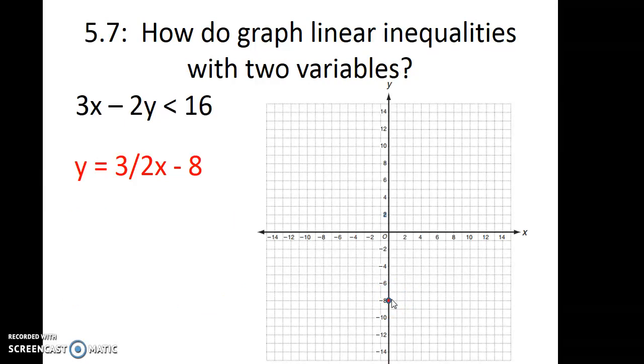Now from here I'm going to go up 3 and over 2. And here's the next point. And here's another point. And going backward, there's another point. So now that I have 4 good points, I'm going to use them to draw a line.